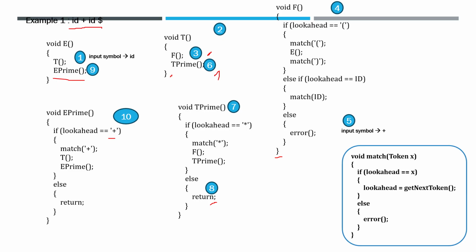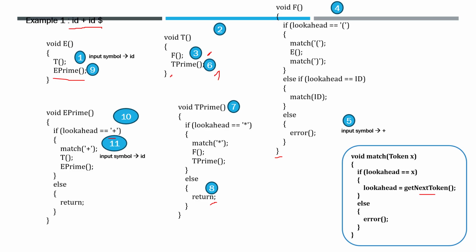What is the first statement? If look ahead equal to plus. Yes, definitely the look ahead equal to plus. So it matches with plus. So it calls the match procedure. Then it will be executing and it will be written here. What is the next symbol? Look ahead equal to get next token, which means it will get the next token.